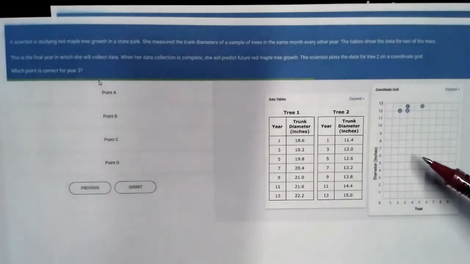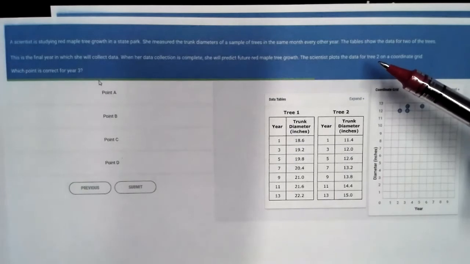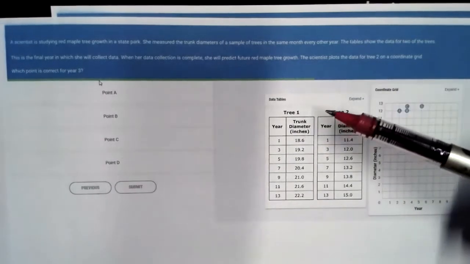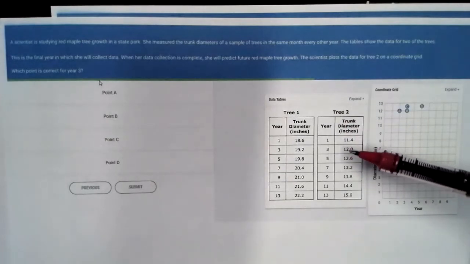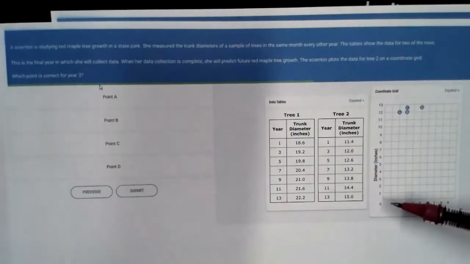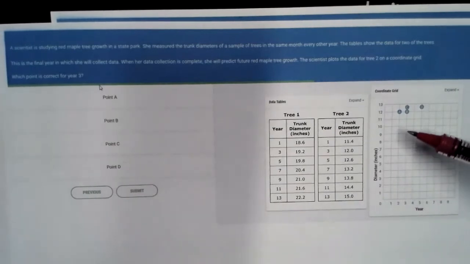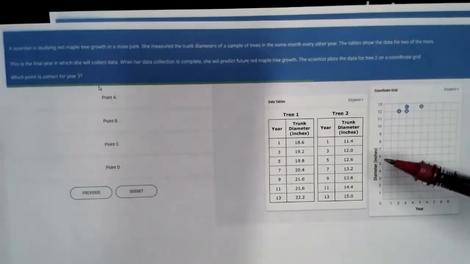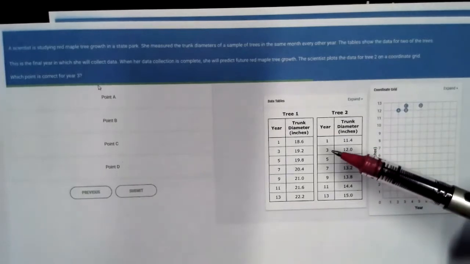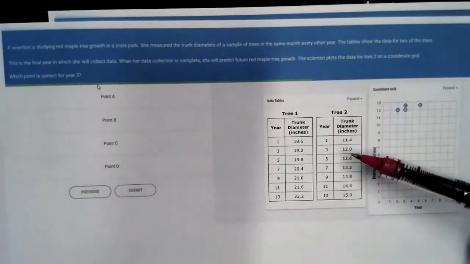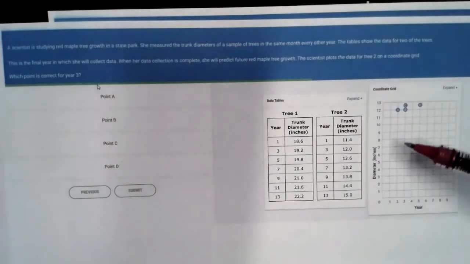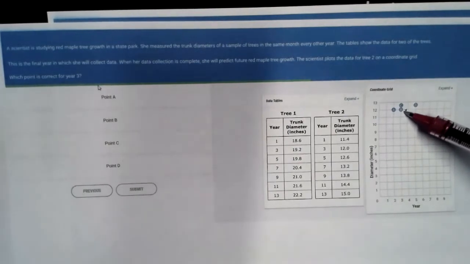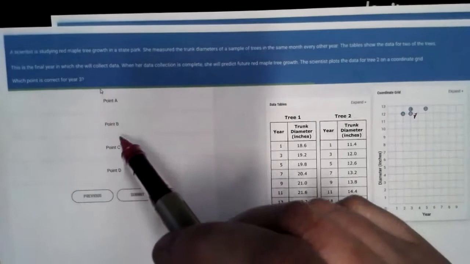Which point is correct for year 3? So we're looking at tree 2, year 3. So here, tree 2, year 3, it was at 12 inches trunk diameter. So let's go down here, find the year, 1, 2, 3, and we're going to go up to 12. And that's actually B. I don't know if you can see that very well, but it's A here, B, C up above, D over here. And we're looking for the data point that equals year 3 and 12 inches. So it's going to be B right there. It will be B.